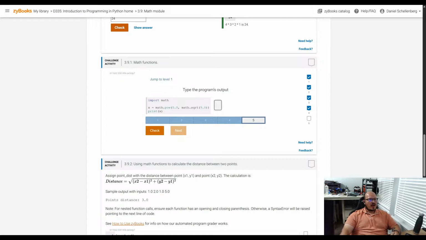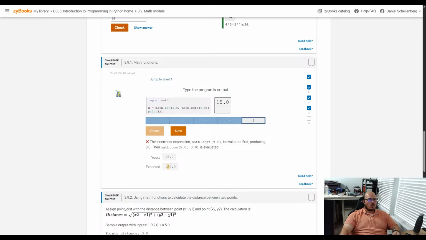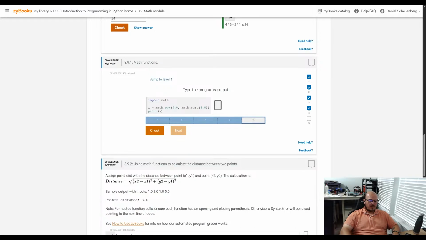So 5 times 5 is 10, 15. So it'd be 15.0, right? That's it. I'm using a calculator. I'm not trying to do it in my head now. The square root of 4 is 2, so 3.0 times 3.0.